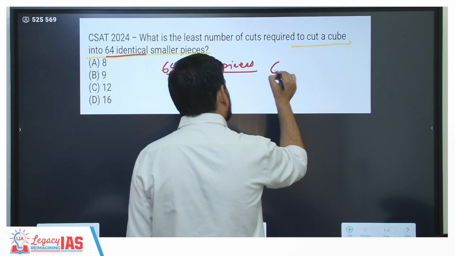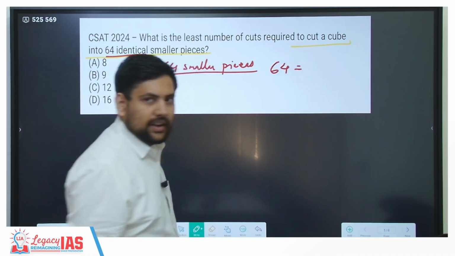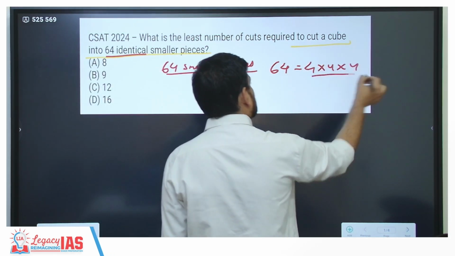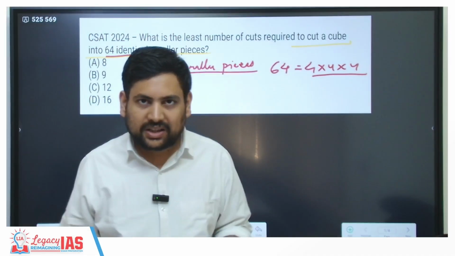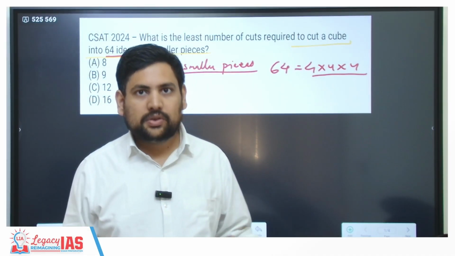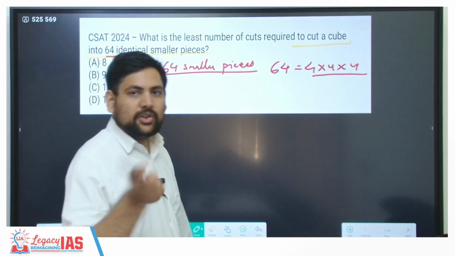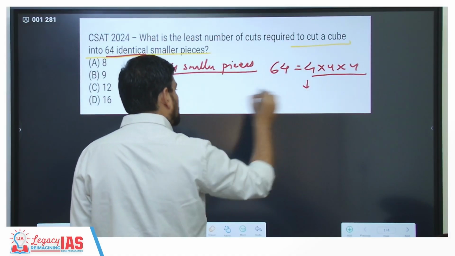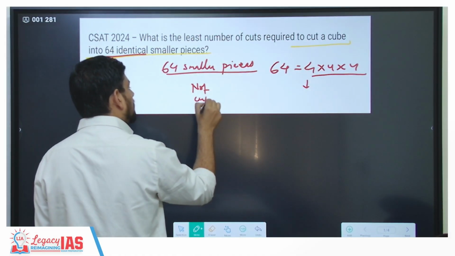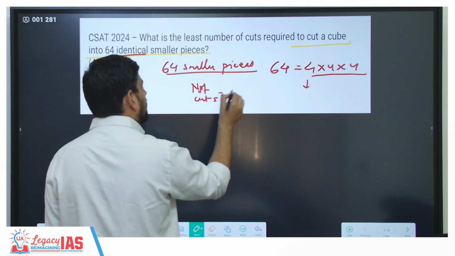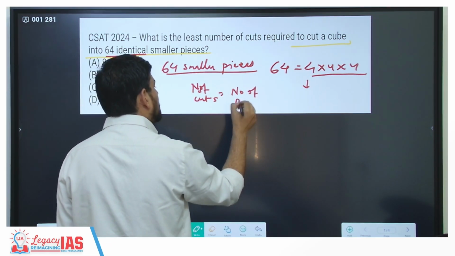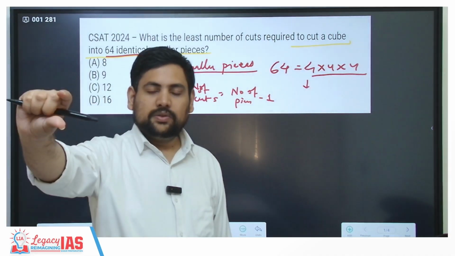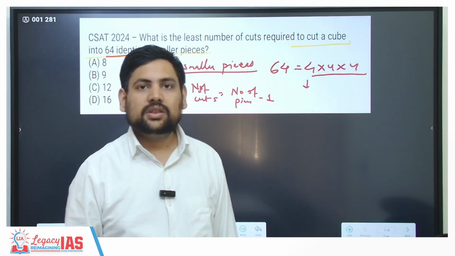So ultimately, it is asking you the least number of cuts required to make 64 identical pieces. 64 means 4 into 4 into 4. So this would be the size of the cube. Now, in each dimension, how many cuts will you require? Just one less. Number of cuts is number of pieces minus 1. So in this direction you want 4 pieces, in that direction 4 pieces, and in the depth direction 4 pieces.